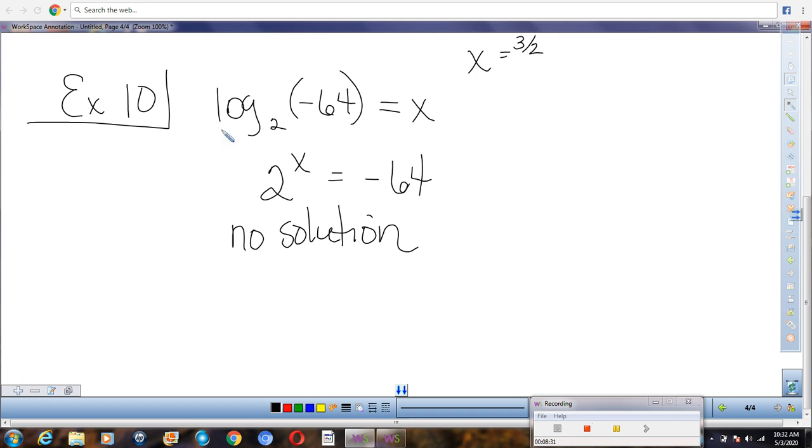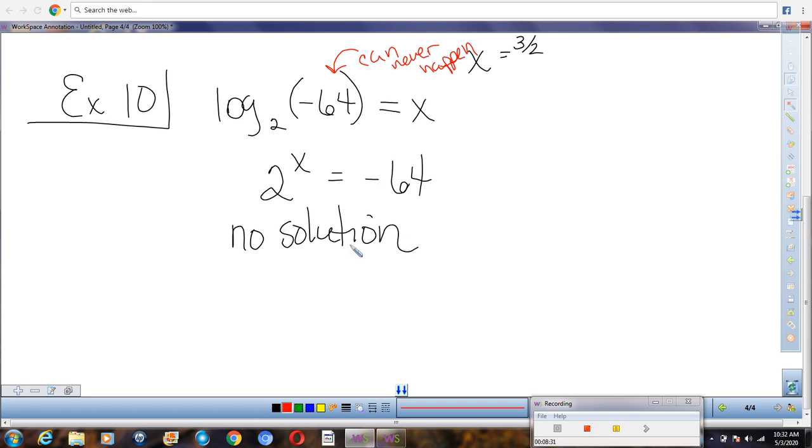I would like to point out that you can never, ever have a negative number behind the log. So right away, we knew this was impossible because you can't have a log of a negative number. And again, this would be no solution.